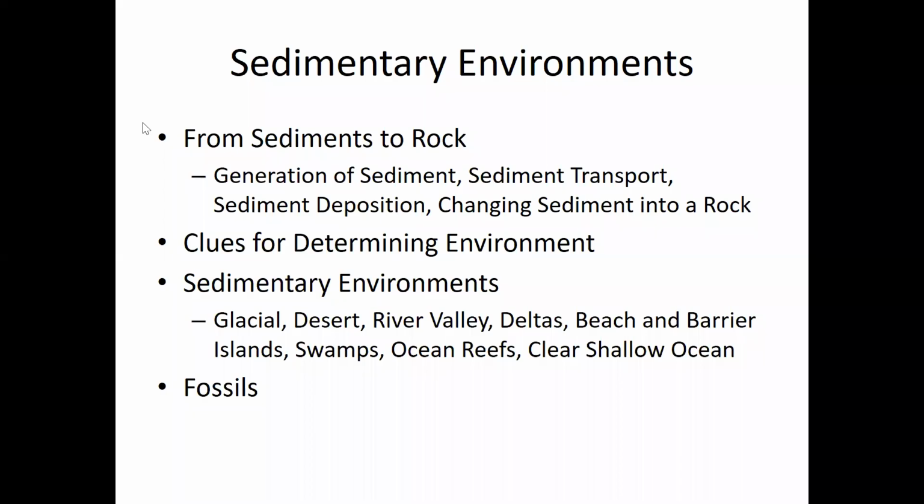In this lecture, we'll be discussing sedimentary rocks in more detail, along with sedimentary environments. We'll also, at the end, briefly discuss fossils. For the first part, we're going to talk about the sedimentary rock life cycle, where we go from the generation to sediment to the formation of sedimentary rock, look at clues for determining the environment in which the sediment that composes the rock was deposited, look at different types of sedimentary environments, and as I said, we'll discuss fossils briefly.